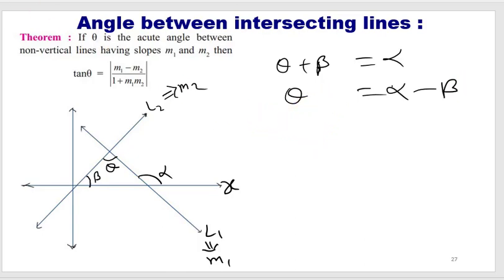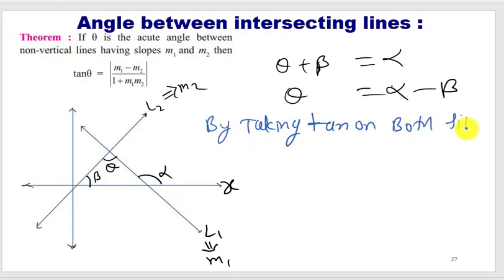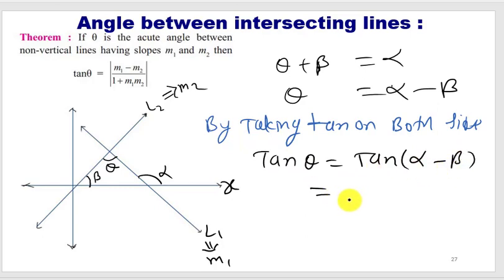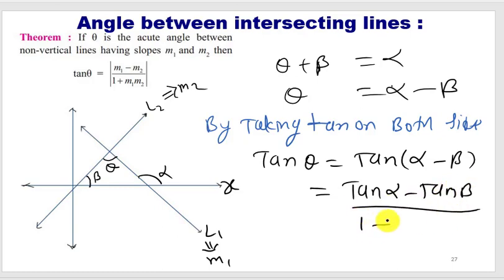Now, by taking tan on both sides, what we will get? Tan theta equals tan of alpha minus beta. Now everyone knows the formula for tan of A minus B that we are going to apply. So what is the formula? Tan alpha minus tan beta upon 1 plus tan alpha into tan beta. This was the formula.